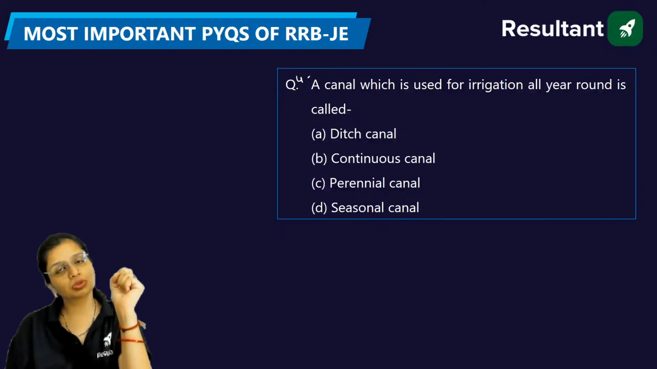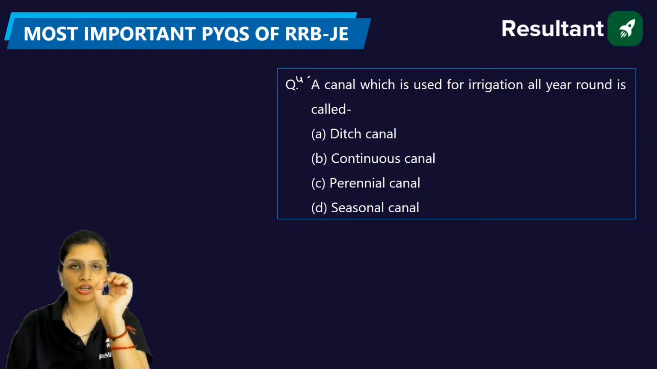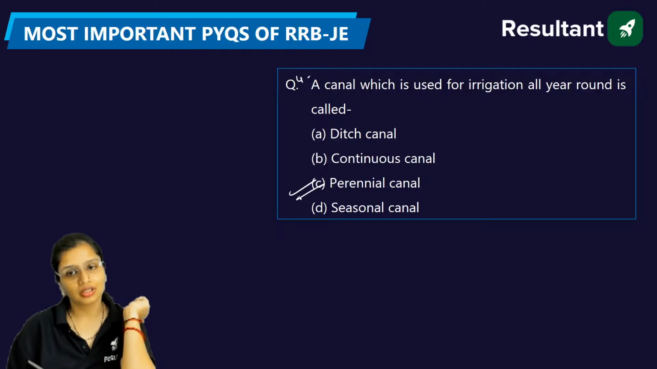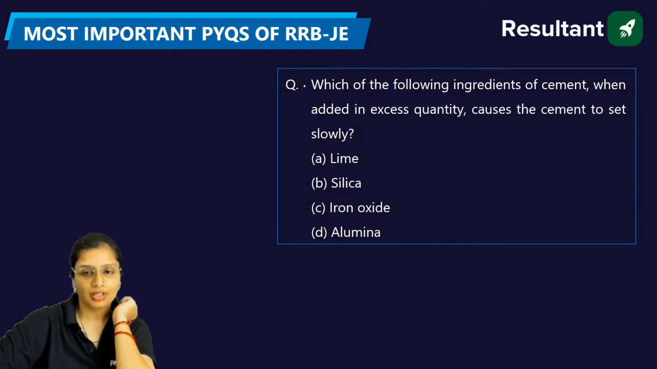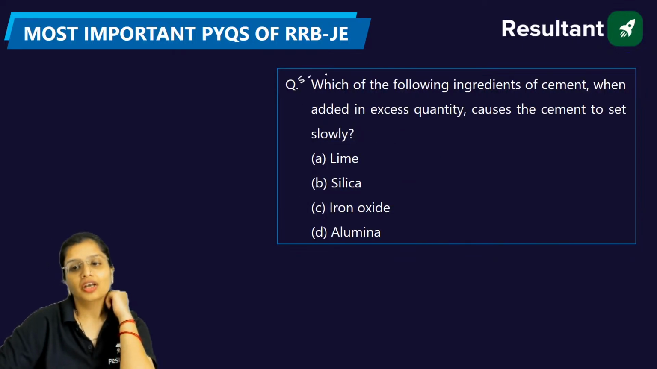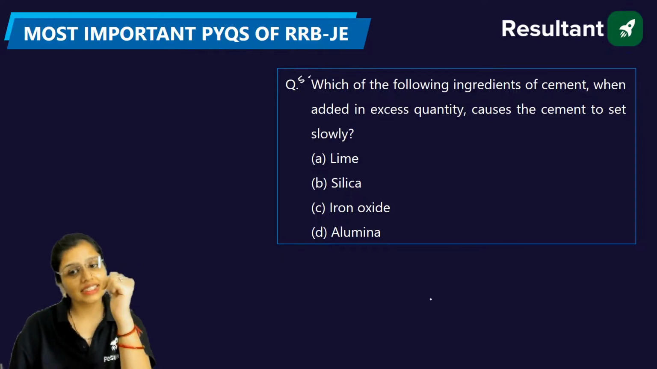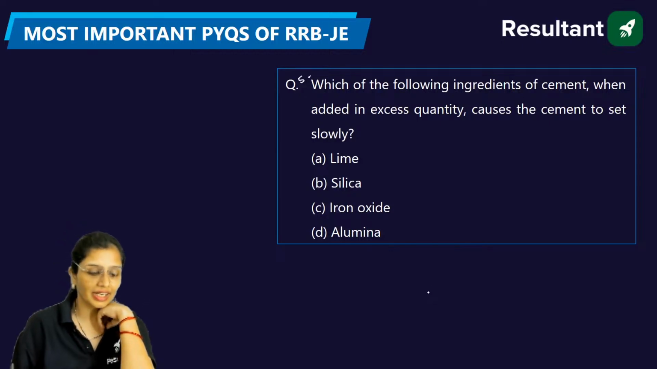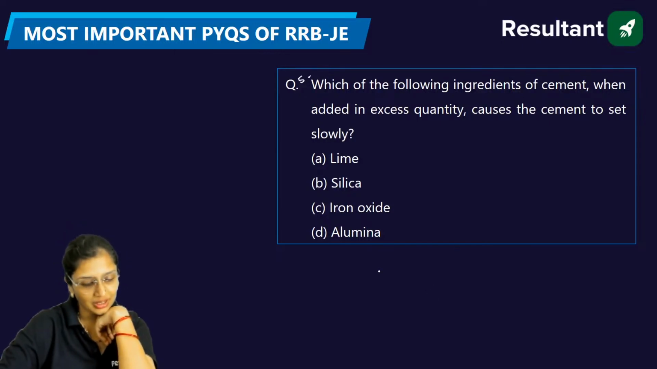Perennial is the one which will be contributing to base flow throughout the year. So perennial canal. Okay, now question number 5. Which of the following ingredients of cement, when added in excess quantity, causes the cement to set slowly? That means it will react and reduce the setting. It will increase the setting time basically.